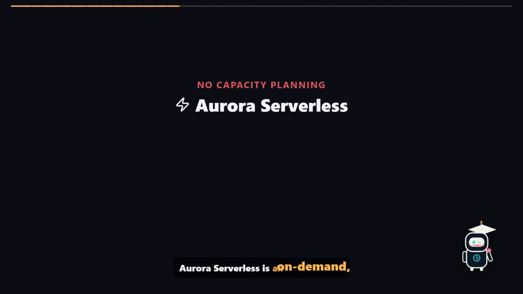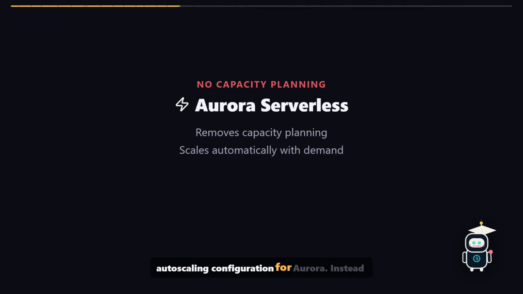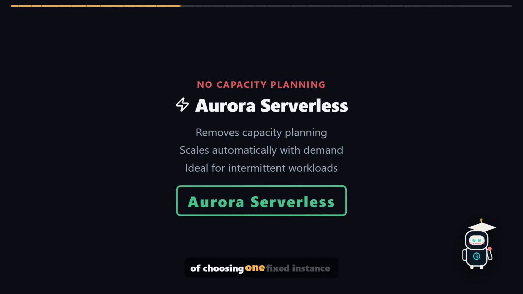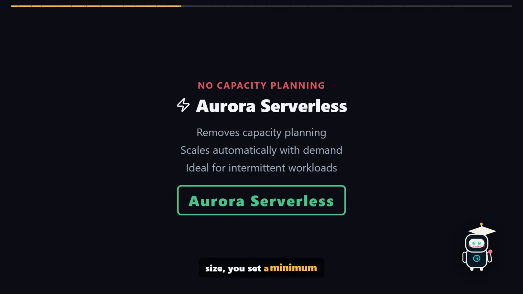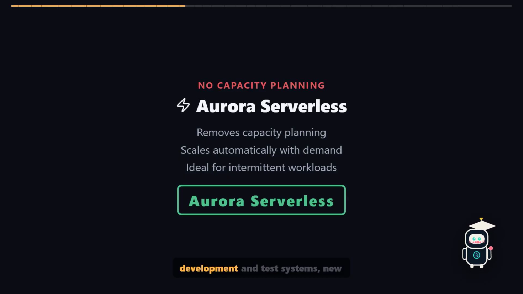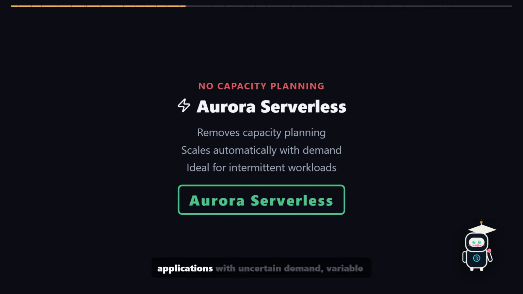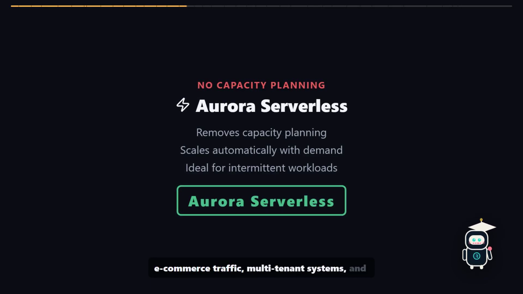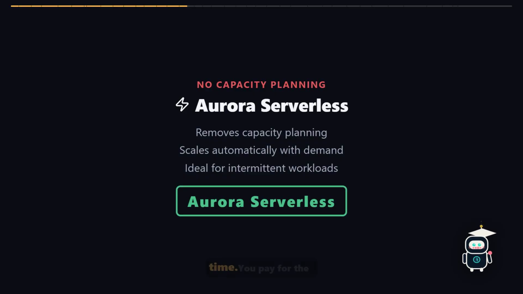Aurora Serverless is an on-demand auto-scaling configuration for Aurora. Instead of choosing one fixed instance size, you set a minimum and maximum capacity range, and Aurora adjusts compute and memory capacity as application demand changes. Capacity is measured in Aurora Capacity Units, or ACUs. Aurora Serverless can scale in small increments, so it can fit development and test systems, new applications with uncertain demand, variable e-commerce traffic, multi-tenant systems, and other workloads that change over time.